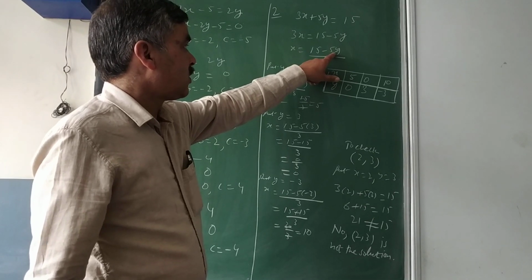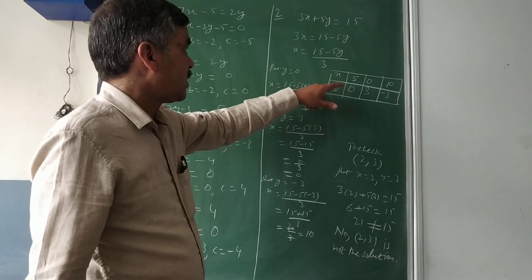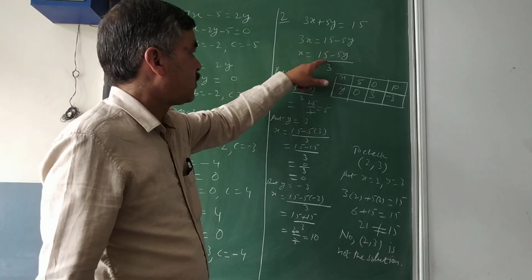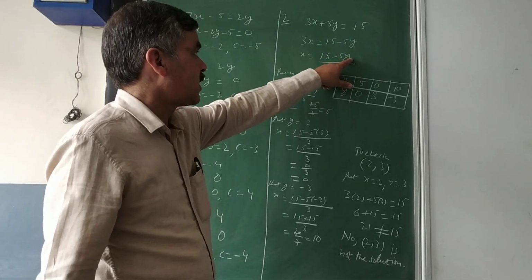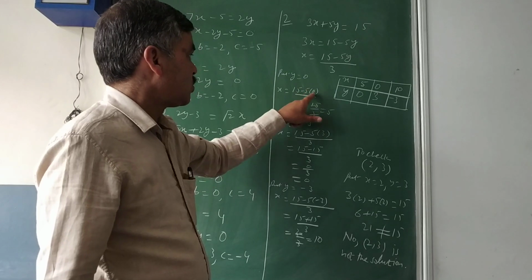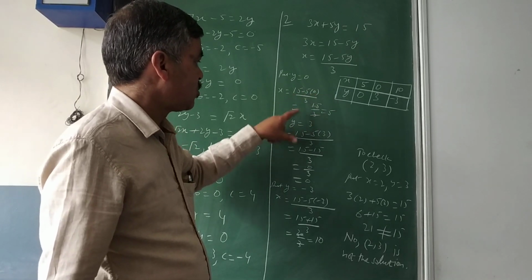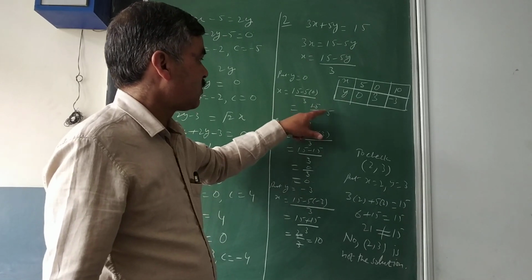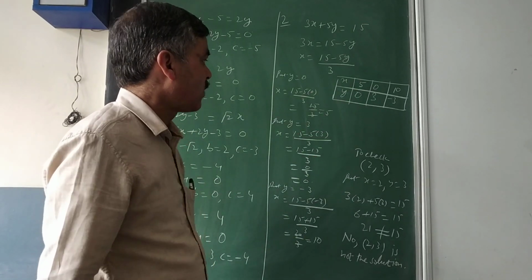Now keep on putting the value of y as per your choice. Like in multiple of 3 I was looking for, if 15 I can divide by 3, so that's why I kept y is equal to 0. So do this calculation, y is equal to 0 means 15 upon 3. So 3 5s are 15, so x is equal to 5.